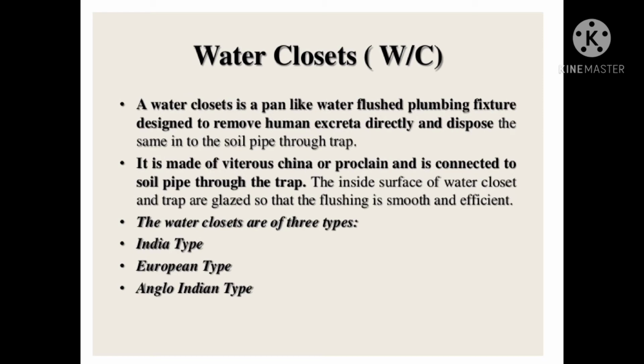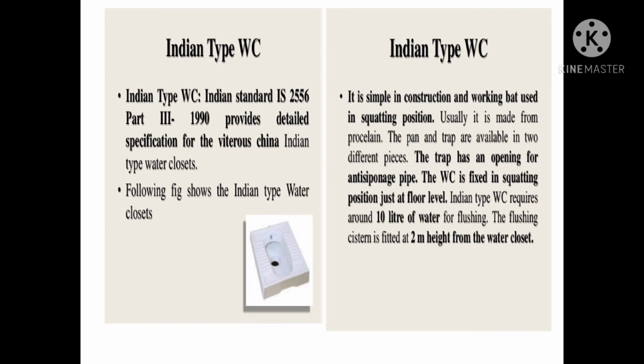See one by one. Indian type water closet. Indian Standard IS 2556 Part 3, 1990 provides detailed specifications for various vitreous china Indian type water closets. Following figure shows the Indian type water closet. It is a simple construction and a working pan used in squatting position. Usually it is made from porcelain.